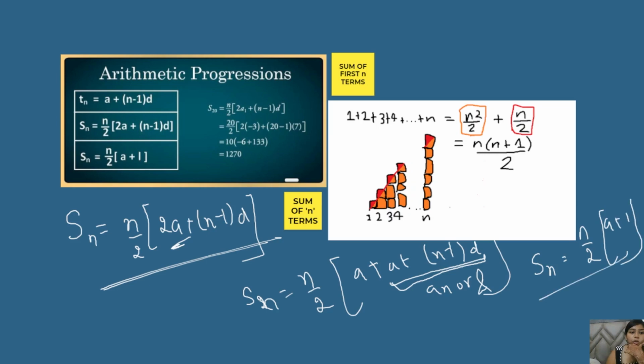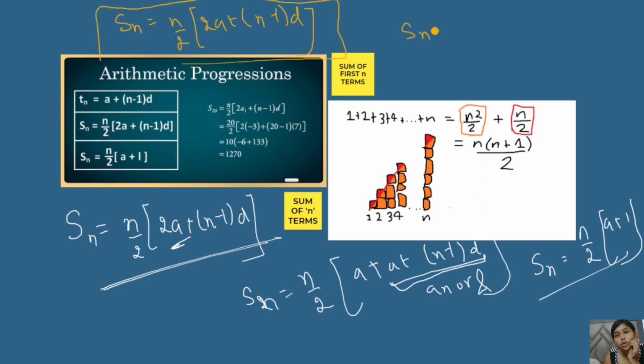So the formula for the sum of the terms is Sn equals N by 2 into 2a plus N minus 1 into D. This is the main formula. If D is not given, you can write it as N by 2 into A plus L, or A plus AN. This is the same formula, and if the last term is given, you can directly apply it.